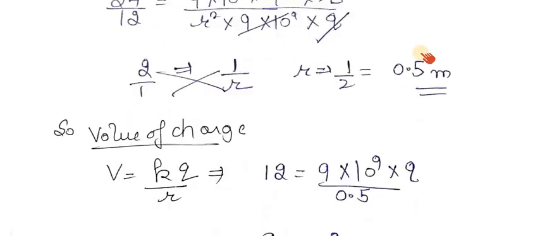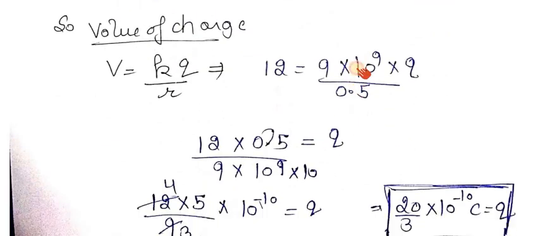I will put the value of this r in the expression for the potential. V is equal to kq by r. I will just put the value of v, that is 12, k is 9 into 10⁹, q as it is, and r we have found out as 0.5. Solve it, you will get the expression for the q, right?